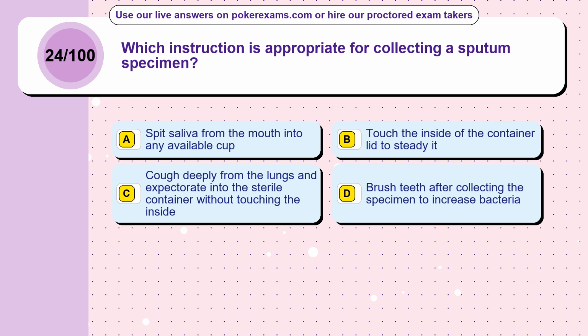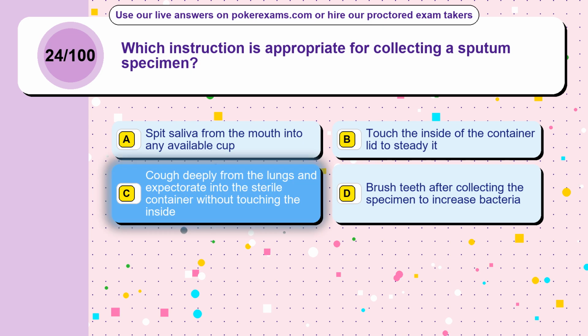Question 24. Which instruction is appropriate for collecting a sputum specimen? Option A. Spit saliva from the mouth into any available cup. Option B. Touch the inside of the container lid to steady it. Option C. Cough deeply from the lungs and expectorate into the sterile container without touching the inside. Option D. Brush teeth after collecting the specimen to increase bacteria.